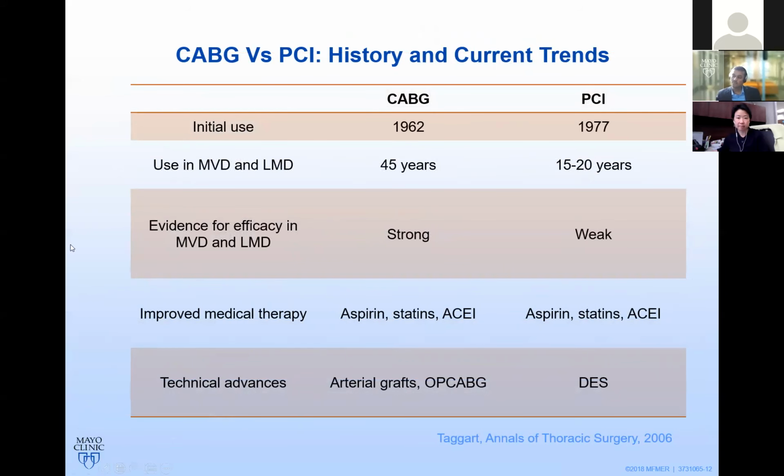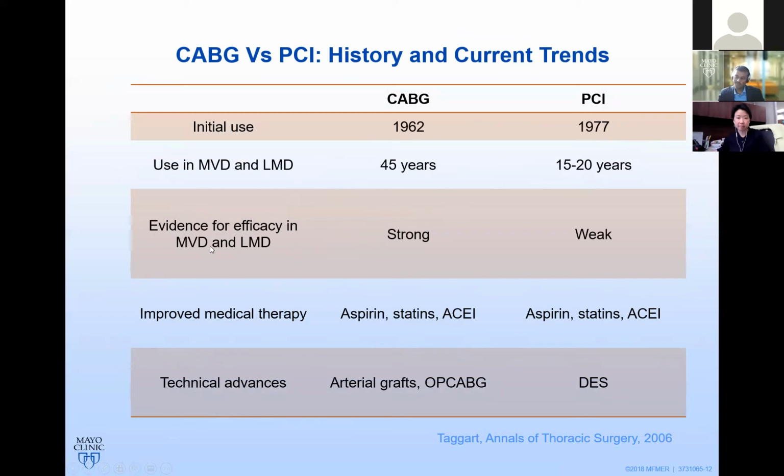In terms of when and how this started and what the current trends are, we started doing CABG more often since 1962. The first time it was done was actually in the 1950s. PCI actually originated in 1977. CABG has been there for around 50 years, PCI more than 20 years, 30 years, to be honest.